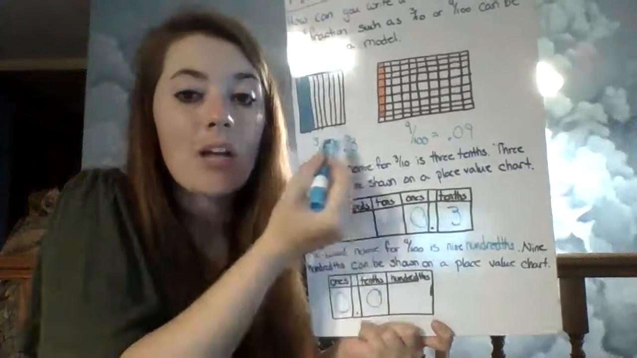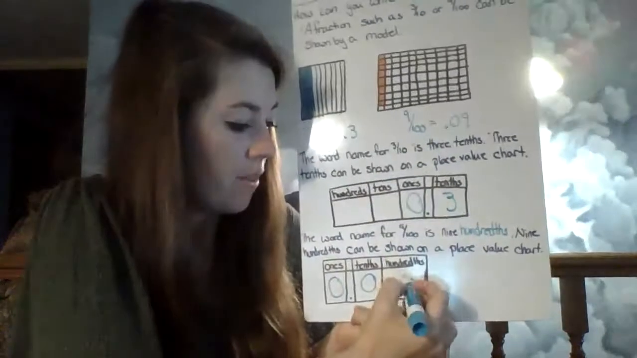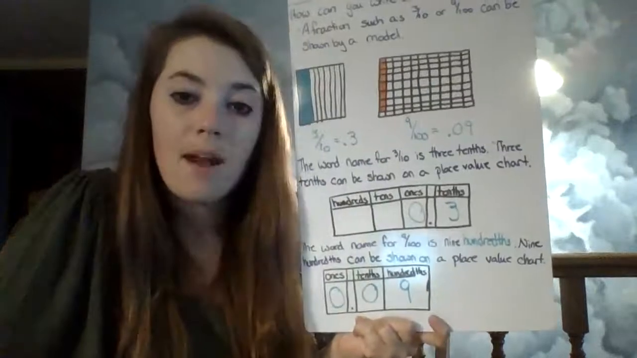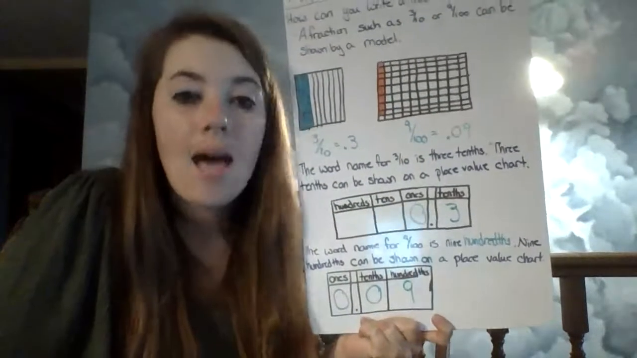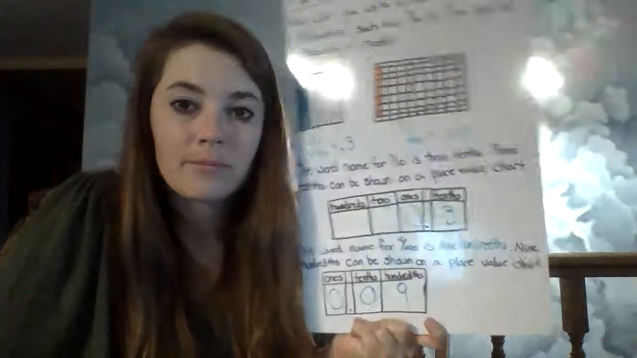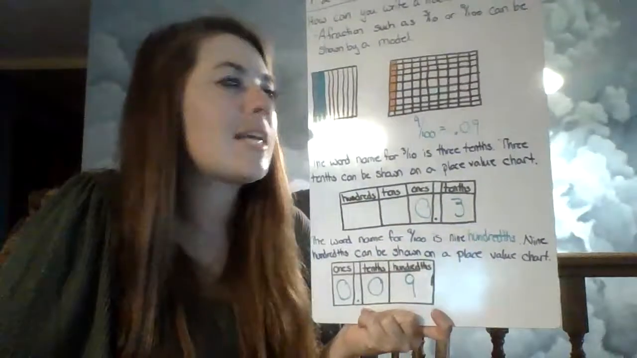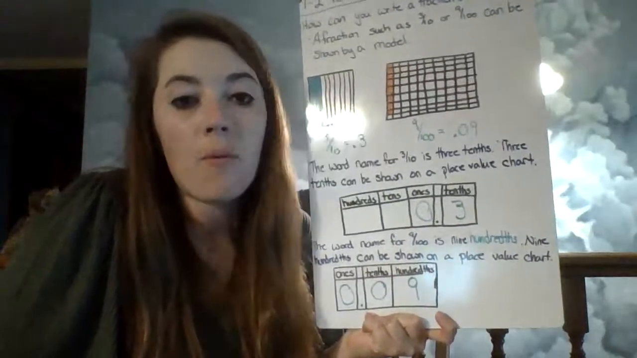But we do have hundredths. We have those 9/100ths. So that's going to go right there. So that is how we write 9/100ths as a decimal. Okay? So once again, place value chart is going to be very helpful on this.